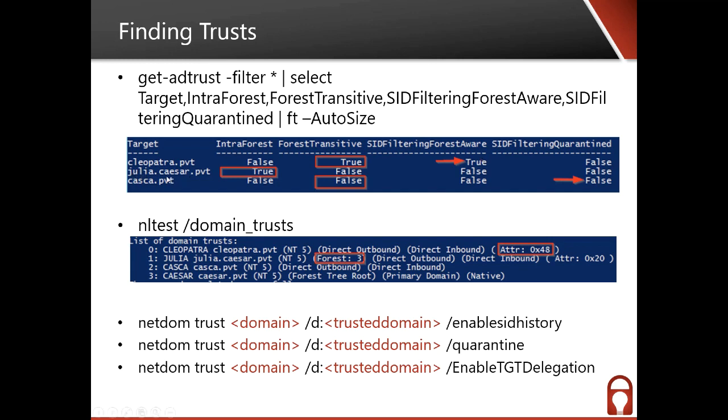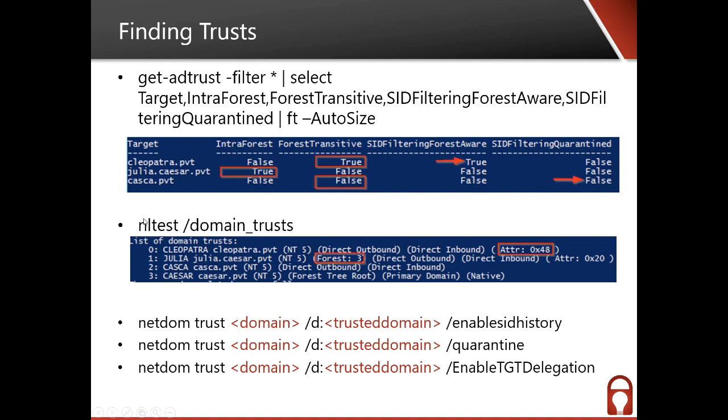Next up is Julia. Julia is a child, right? She is part of the same forest, IntraForest Trust. Therefore, it has a whole set of permissions and things that work in a specific way. Next up is Casca.pvt. Casca here is an external trust, domain to domain. It is not IntraForest, it is not forest transitive, but SID filtering quarantining has been turned off. If it was a normal external trust, this would be true. If this was a normal IntraForest Trust, this would be false as well.